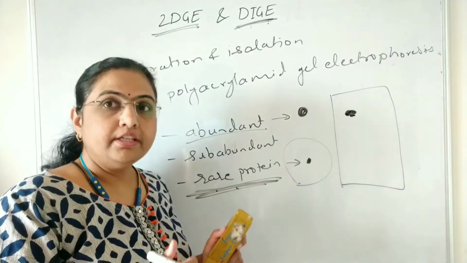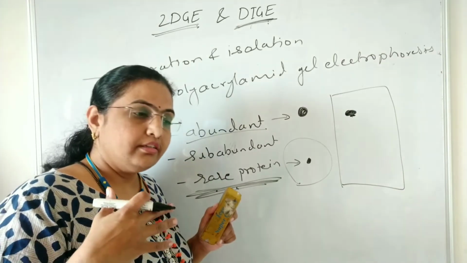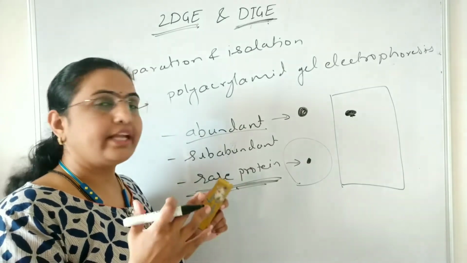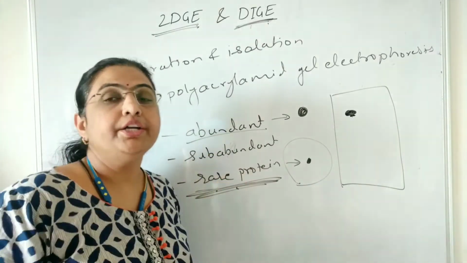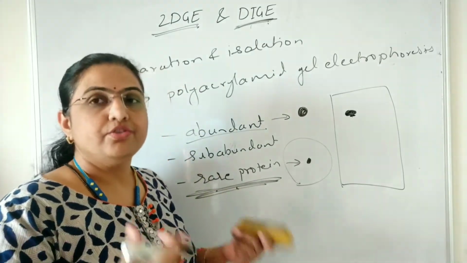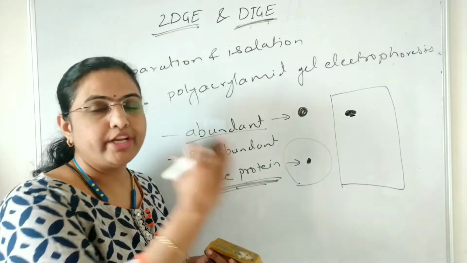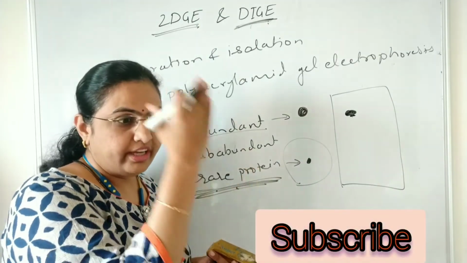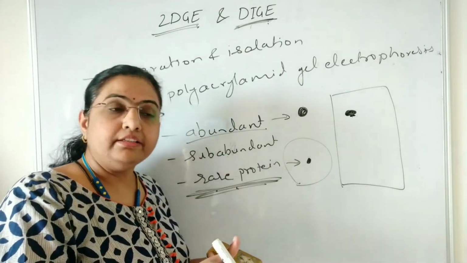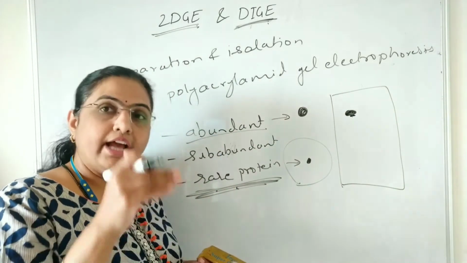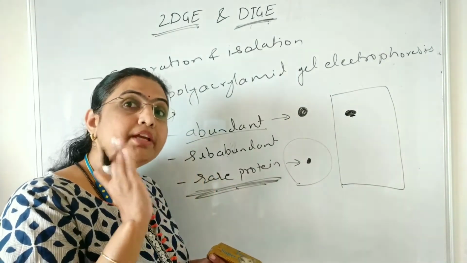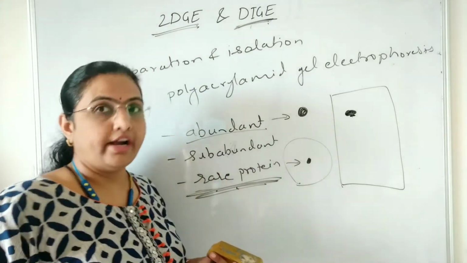Now the second problem is that a number of proteins are hydrophobic in nature. Hydrophobic proteins cannot enter into the gels. The first dimension is isoelectric focusing, so if the protein enters the isoelectric focusing gel, then that protein will be identified. And as a hydrophobic protein cannot enter the gel, it may not get identified.